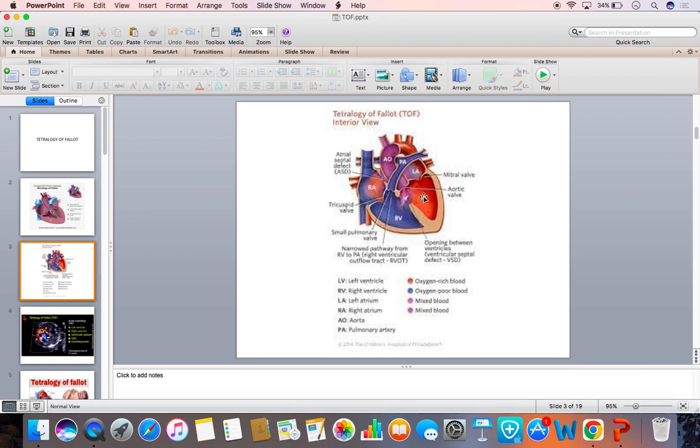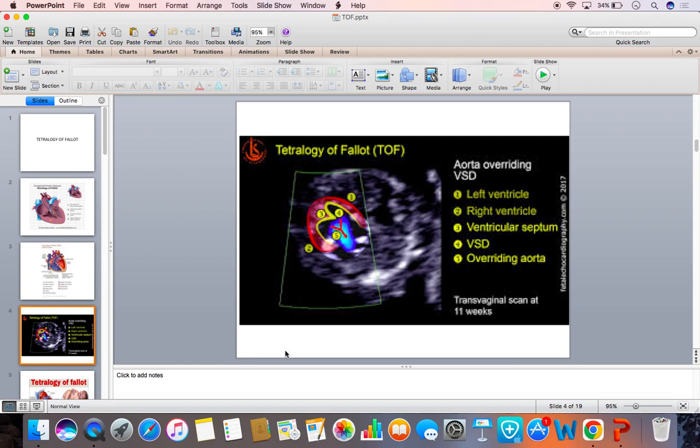This is also a picture showing the right ventricular outflow obstruction, large ventricular septal defect, and overriding of the aorta. This is the oxygenated blood in the left ventricle, deoxygenated blood in the right ventricle, and mixed blood flowing into the systemic circulation through the aorta. This is the 2D echo of the tetralogy of Fallot, showing the left ventricle, right ventricle, and the ventricular septal defect and overriding of the aorta.